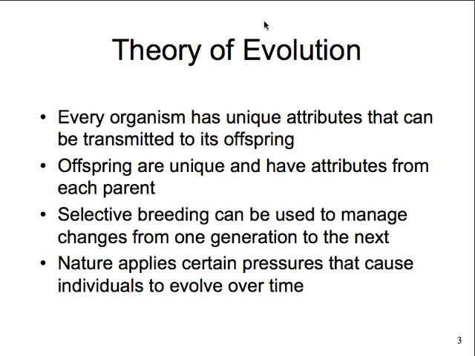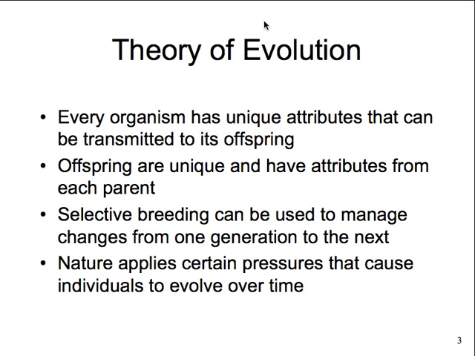So the theory of evolution is taken into consideration. Every organism has unique attributes that can be transmitted to its offspring, and so people evolve, and we have this thing called the strongest and the fittest that survive in terms of generations.